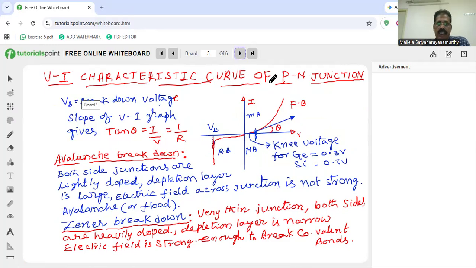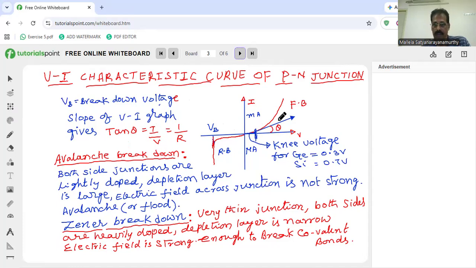Now, the VI characteristic curve of a PN junction diode. See here, VI means the voltage and current characteristic curve of a PN junction diode. Here VB in the figure shown is the breakdown voltage. What is breakdown? Covalent bonds break, that is called breakdown voltage. The slope of the VI graph gives I by V, that is the reciprocal of resistance, that is conductance. Tan theta is equal to I by V, that is equal to 1 by R.